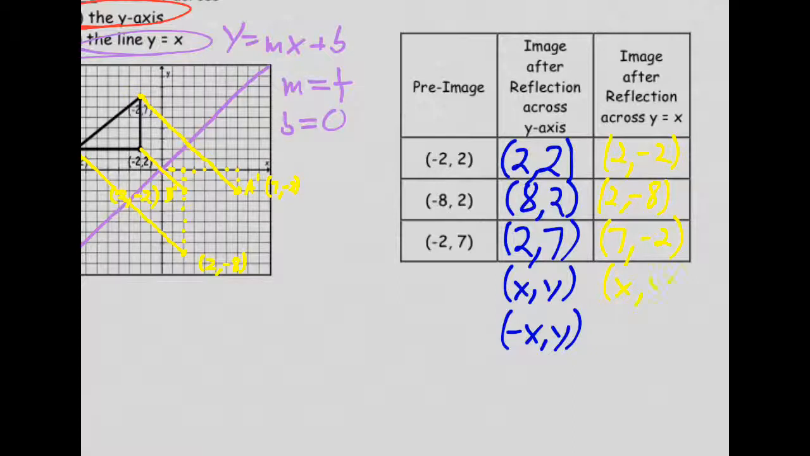Whereas you start with your pre-image, which is going to be x, y, and your image, when you're reflecting across y equals x, now this is only good for y equals x, is y, x. So this is our pre-image, and this is our image.